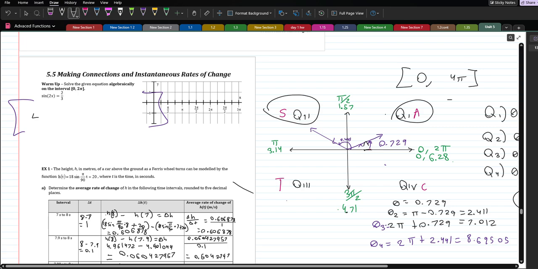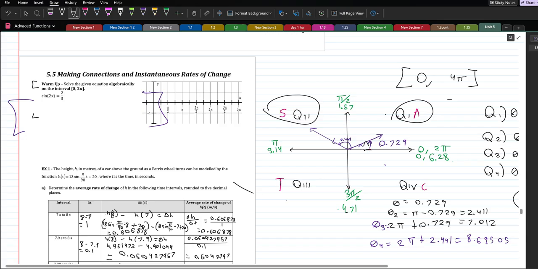Alright, I'm going to be going through the warm-up question on 5.5 just because it's a little difficult and kind of weird to understand. So basically it asks you, given the equation, you have sine of 2x is equal to 2 over 3 in the interval 0 to 2 pi. You just have to solve for x.